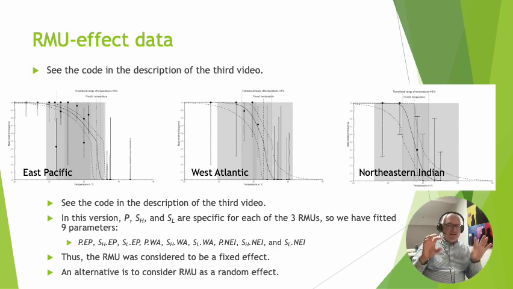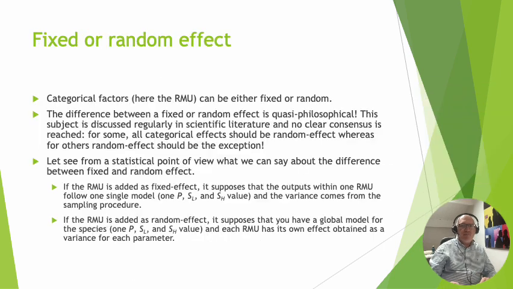When you are doing this, you consider that RMU is a fixed effect. So an alternative is to consider RMU as a random effect. This term fixed and random needs some explanation. This is what I will do now. A fixed or a random effect. First, this effect applies only to categorical factors. They can be either fixed or random.